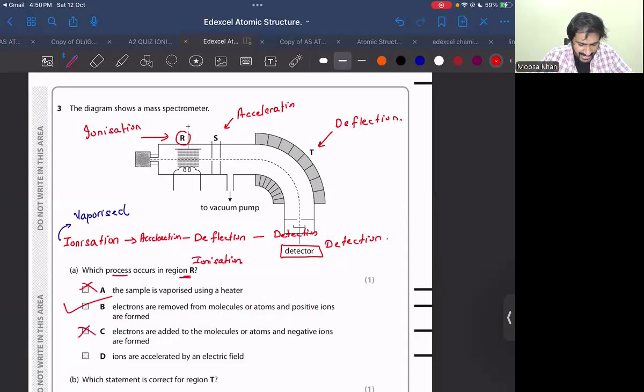Then for option D, ions are accelerated by an electric field. So acceleration will happen after ionization. So S is your acceleration.